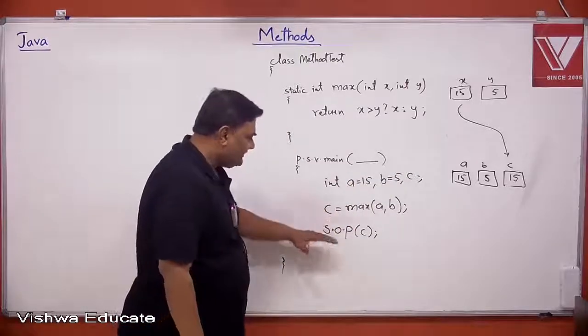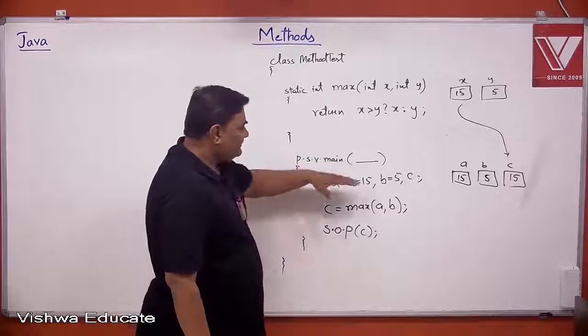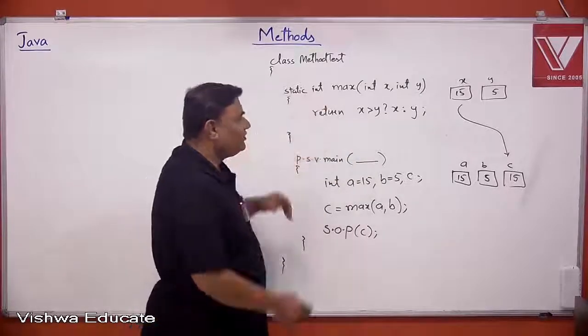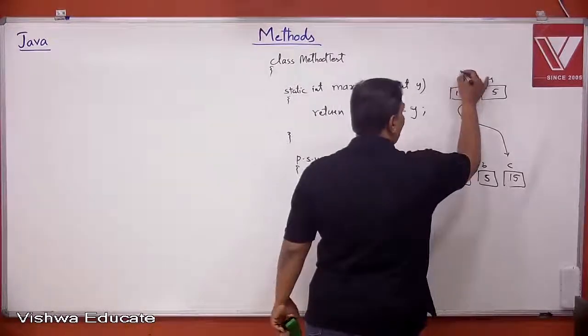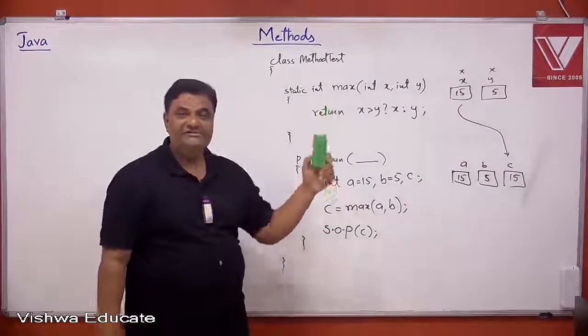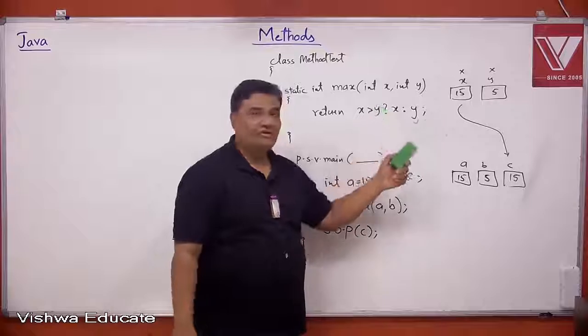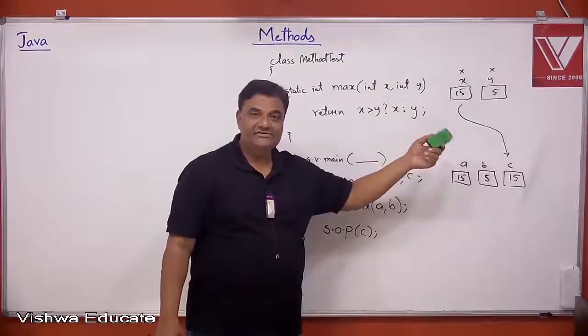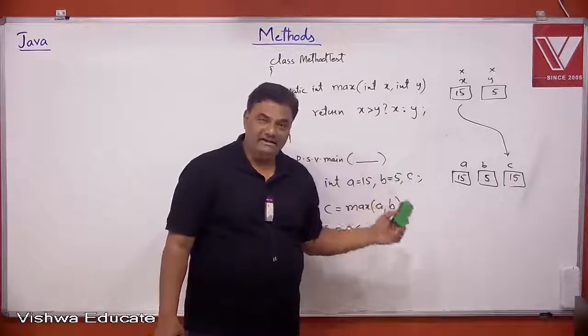Then after that, it will print this one. See, once it has returned, this method will go away. So the memory for these variables is also gone. Those variables were created when the method was called and were destroyed when the method ended.